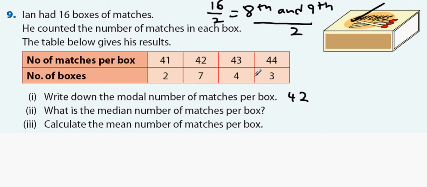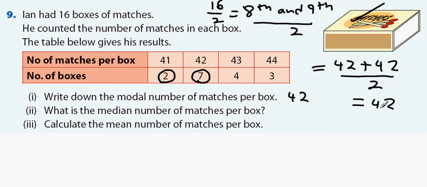So the first 2 boxes are in here, so 1 and 2 are 41, and 3, 4, 5, 6, 7, 8, 9 are all in 42. So the 8th and the 9th box both had 42 matches inside them. 42 plus 42 divided by 2 is 42. So the median number of matches per box is also 42.